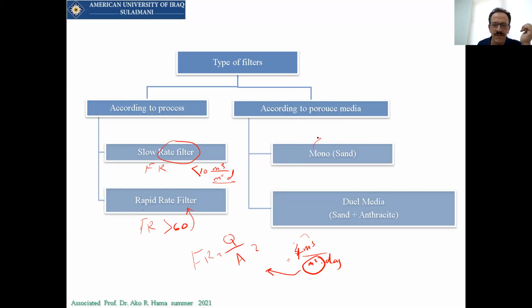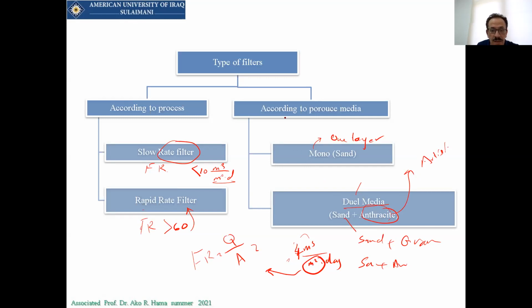Usually there will be a monofilter. Monofilters means one layer filter. One layer filters means that we have only one sand layer or gravel layer, just one layer. That's called monolayer. And we have dual media layer. Dual media layer, sometimes it will be sand plus gravel or sand plus anthracite. The anthracite looks like artificial sand. It is used for treating water.